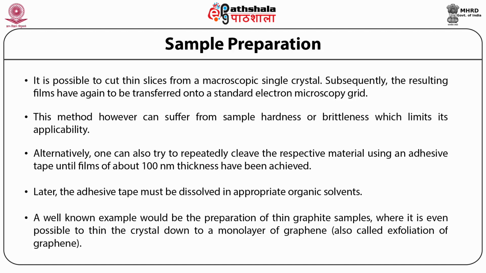We have been talking about sample preparation, and under the same heading, graphite samples are ones which can be prepared where it is even possible to thin the crystal down to a monolayer of graphene. This is also called exfoliation of graphene. That is, cutting the graphite to a very thin film which can be measured in this kind of spectrometer is called exfoliation of graphene.